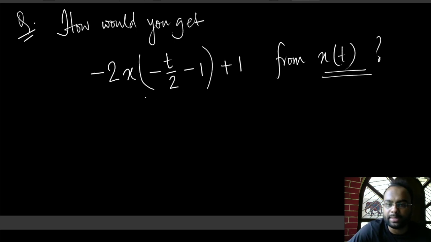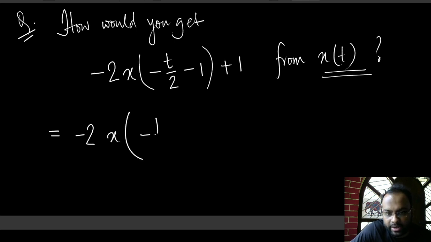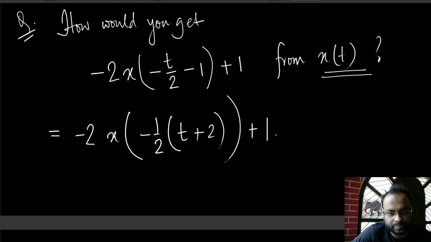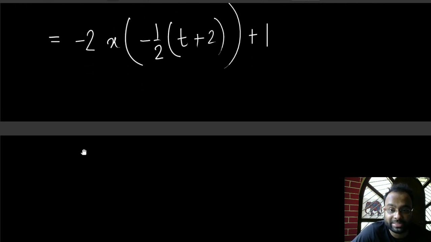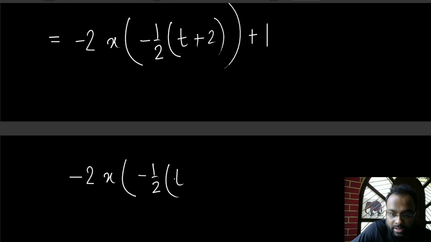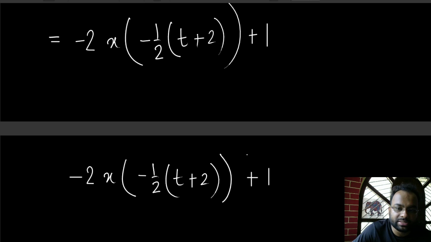Okay, right. So let's simplify this first. By simplifying this first, we have minus 2 and then x, and then take a half common out of this, and we have a t plus 2 and then plus 1, right? Yeah, that's the first step. Simplification is literally the first step. So we are not talking about minus 2 x of minus half t plus 2 and then plus 1. So let's do it step by step.